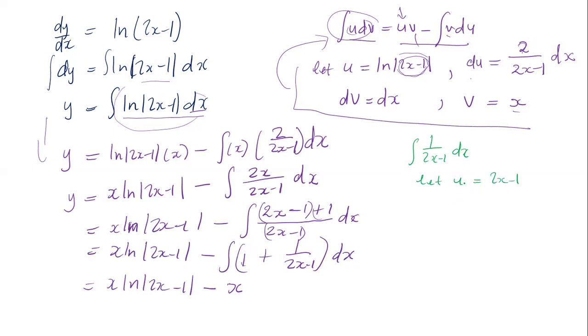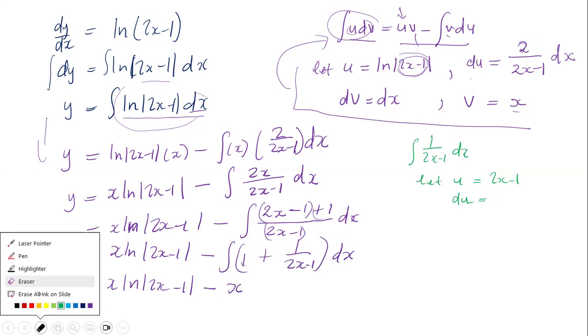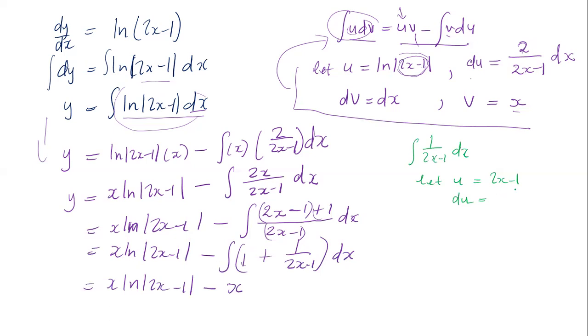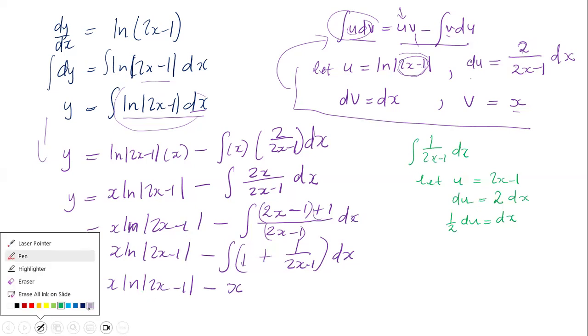And then from here, what is the derivative of this? It's going to be du equals 2 dx. Meaning the derivative of 2x with respect to x is going to be 2, right? So this is what we're going to do. From this equation, we can see that we can have 1 over 2 du, which will correspond with dx.